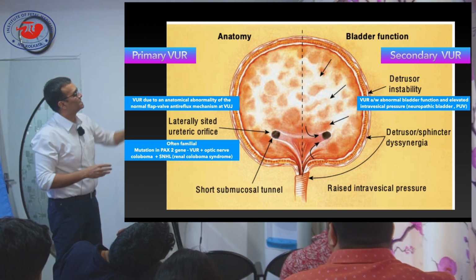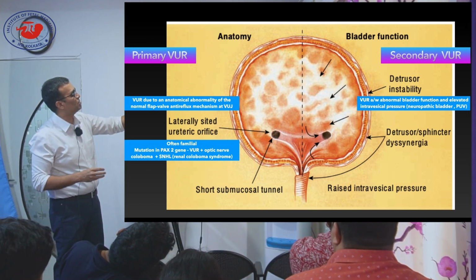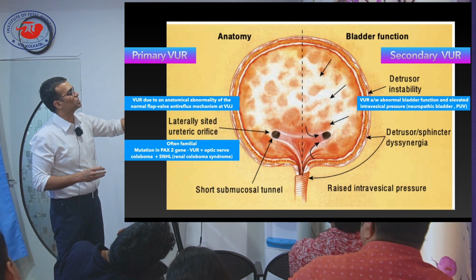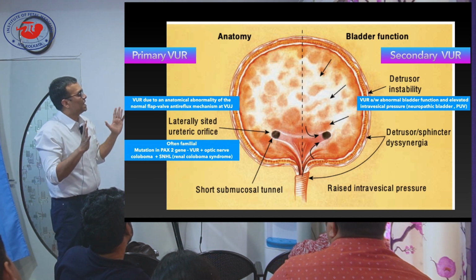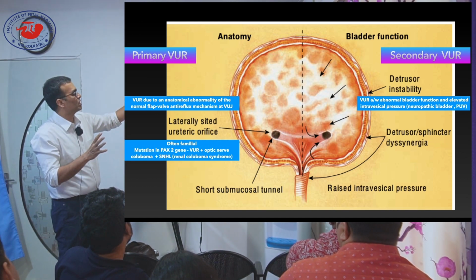And secondary VUR is just because of pressure changes in the bladder, elevated intravesical pressure, as in neuropathic bladder or posterior urethral valve, and once it is transmitted, it causes reflux. But we cannot differentiate primary from secondary. This is just a theoretical understanding of what I am talking about.